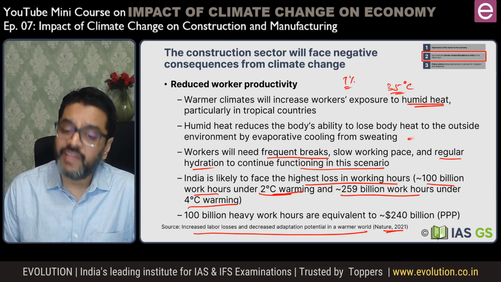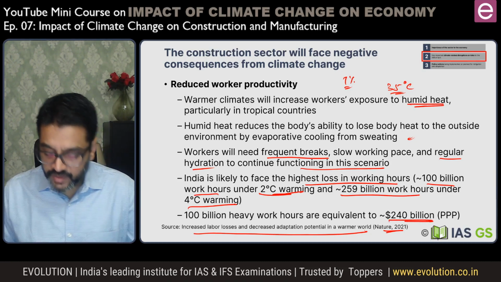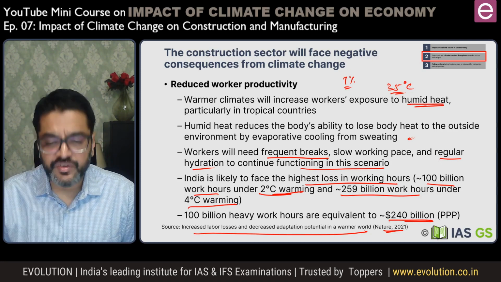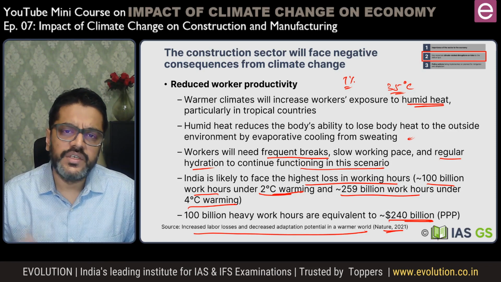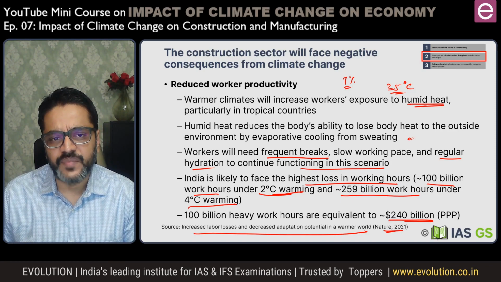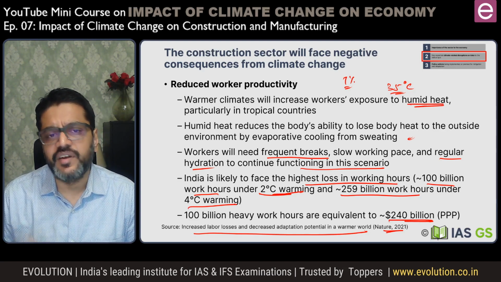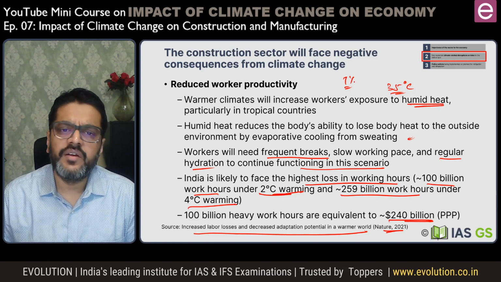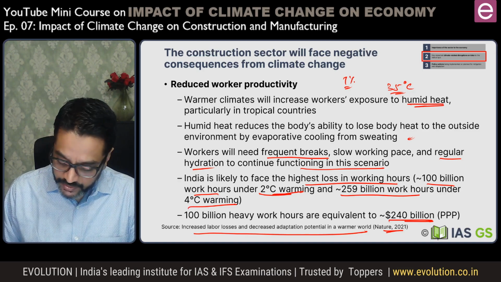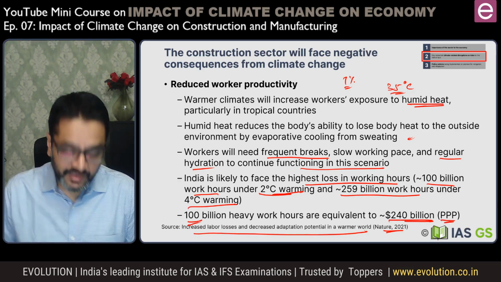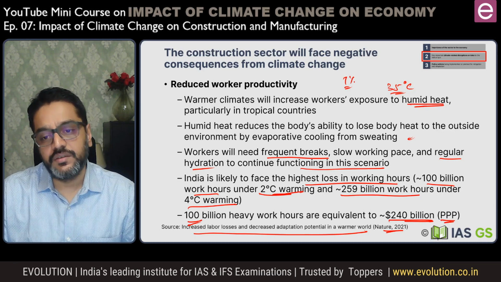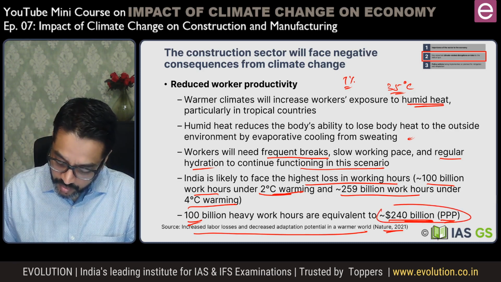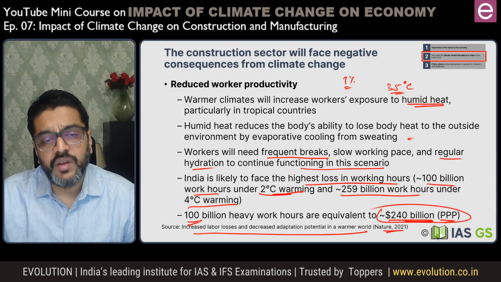Now, if you put a money value to it, then it is around 240 billion in PPP terms. PPP basically stands for purchasing power parity. So it is not in terms of the exchange rate. It's a way of converting one currency to another, considering the purchasing power of the currency and not the market-based exchange rate, right? So in those terms, if we lose 100 billion work hours under a 2 degree Celsius warming scenario, then our economy overall will lose almost $240 billion, right?